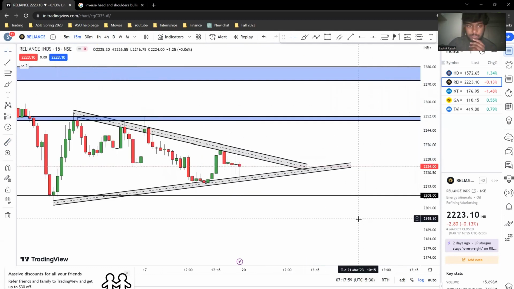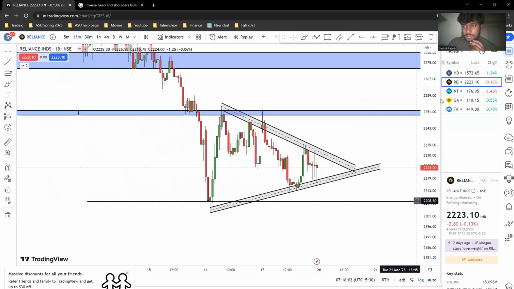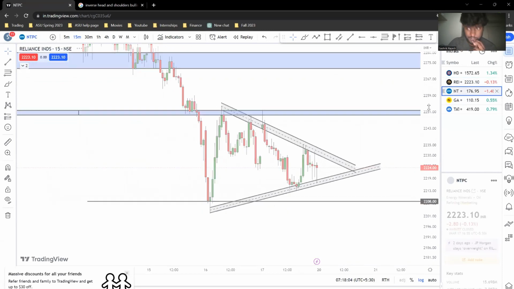Make sure you use the pivot points indicator too. All right, so that was for Reliance.